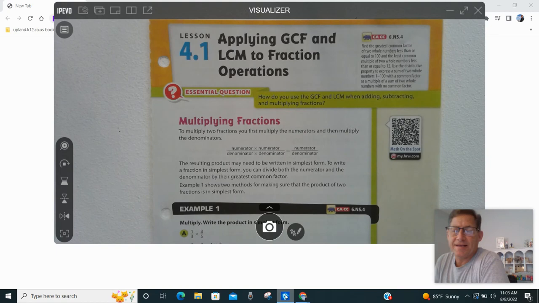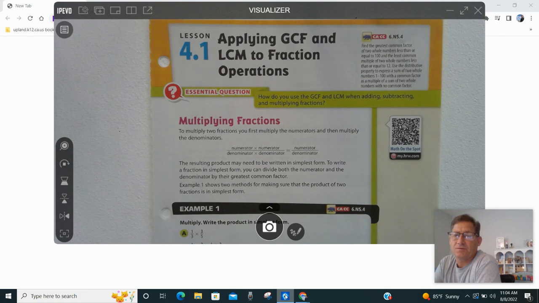Hello, everybody. In today's lesson, we're going to begin Module 4 of the 6th grade Go Math textbook. We're going to start on page 79. And on our first lesson, it's applying the GCF, or greatest common factor, and the LCM, or least common multiple, to fraction operations.